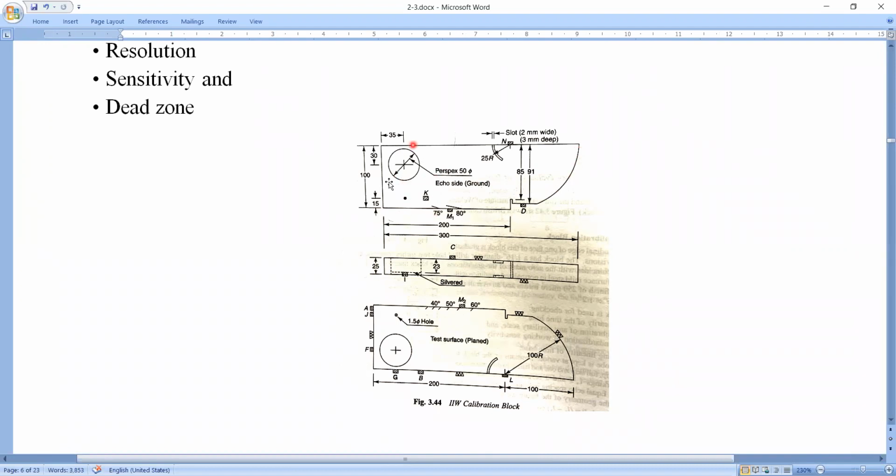Here we have a hole that is 50 diameter. Here we have a notch, 25 diameter. Here we have a hole, and we have a radius. Why are we providing this much complexity in this block?